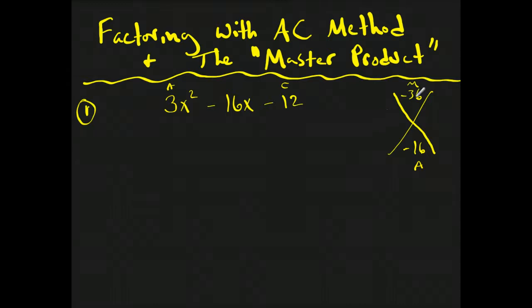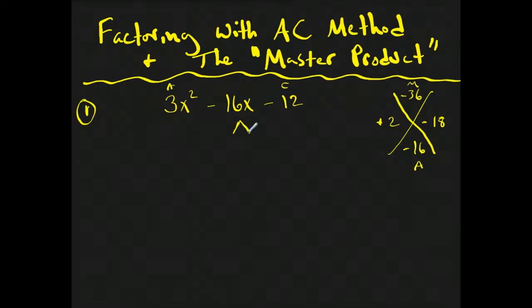I know to multiply to a negative number, one has to be positive, and the other factor has to be negative. I know in this case it'll be a negative 18 and a positive 2. That way they add to negative 16 and they multiply to negative 36.